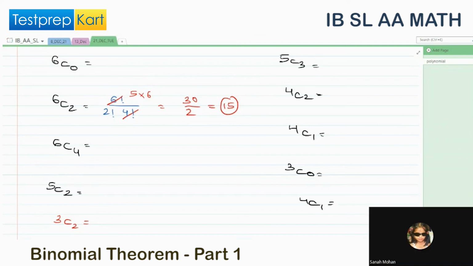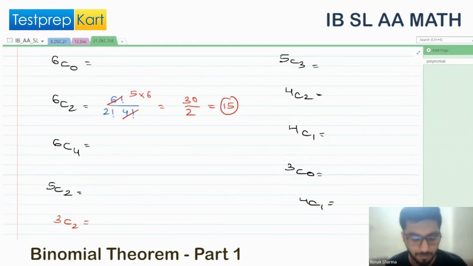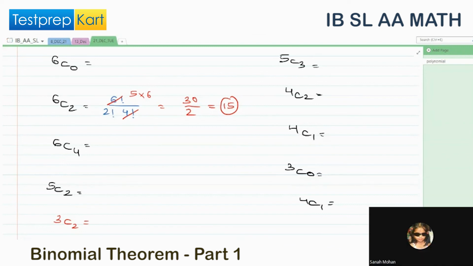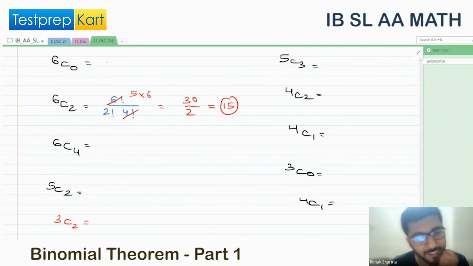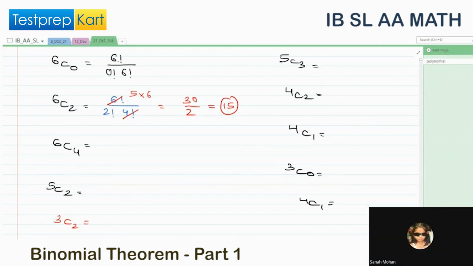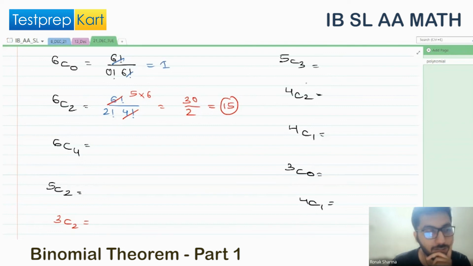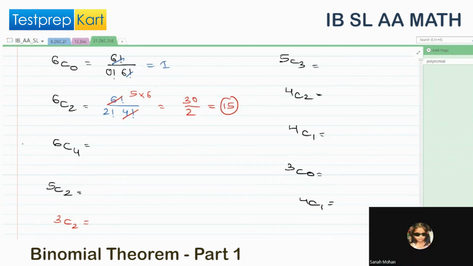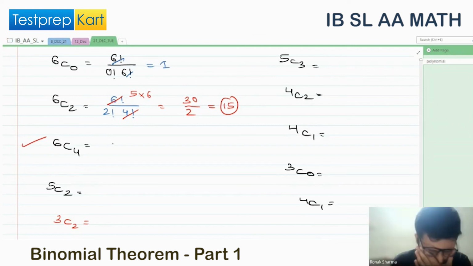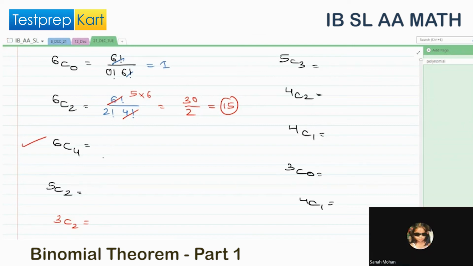Come on, give me the values fast, fast. Yes, 6 or 1. 6 factorial by 0 factorial. Then 6 minus 0 will be 6 again. Okay, then next questions. 15. That is correct.